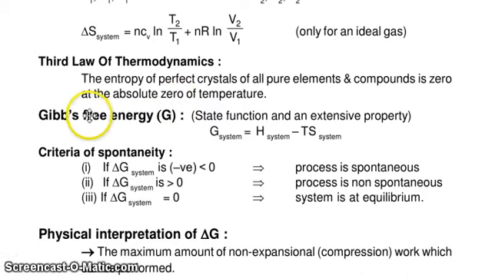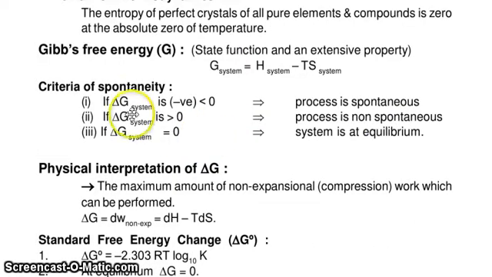So Gibbs free energy is represented by capital G, a state function and an extensive property. So delta G system is equal to H system minus T S system. So criteria for spontaneity: if delta G system is negative, less than 0, the process is spontaneous. If delta G system is greater than 0, the process is non-spontaneous. If delta G system is equal to 0, then the system is at equilibrium.